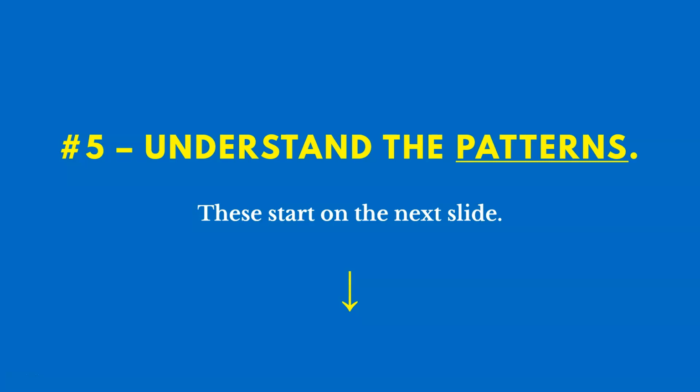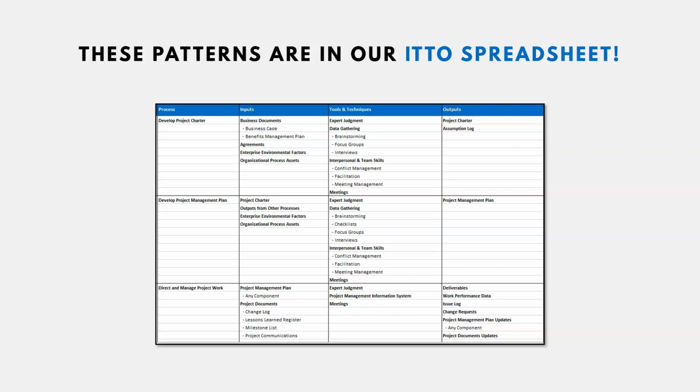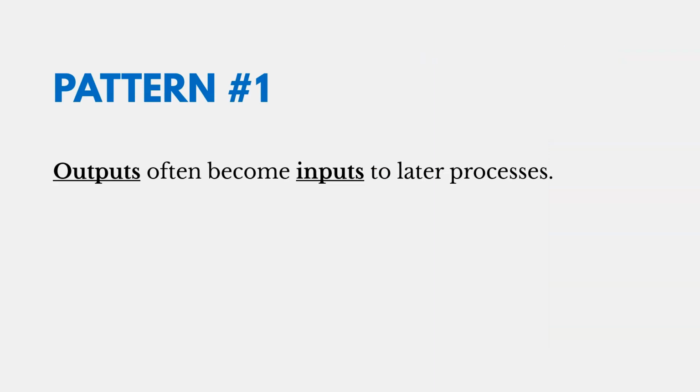So here's the 5th tip. Understand the ITTO patterns. And you don't have to memorize these patterns. They're on the ITTO spreadsheet. There's a tab that has them all listed. Okay, here's the first pattern.